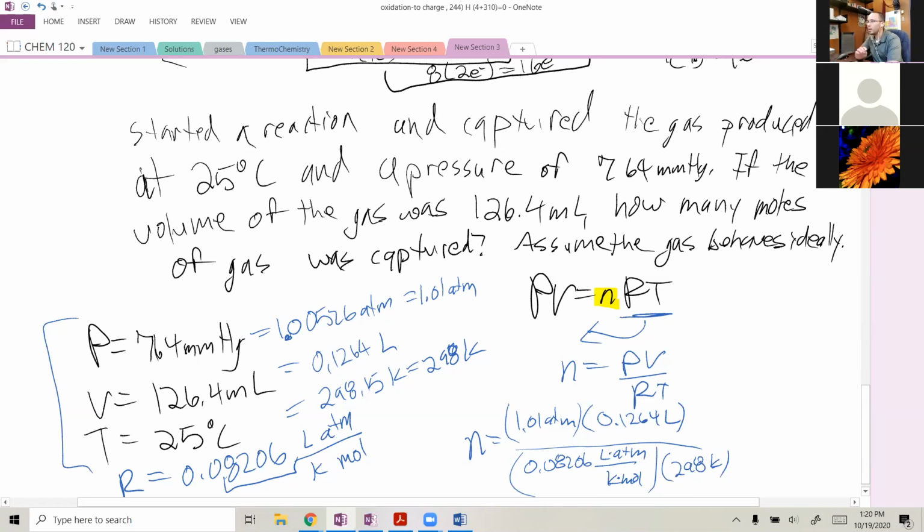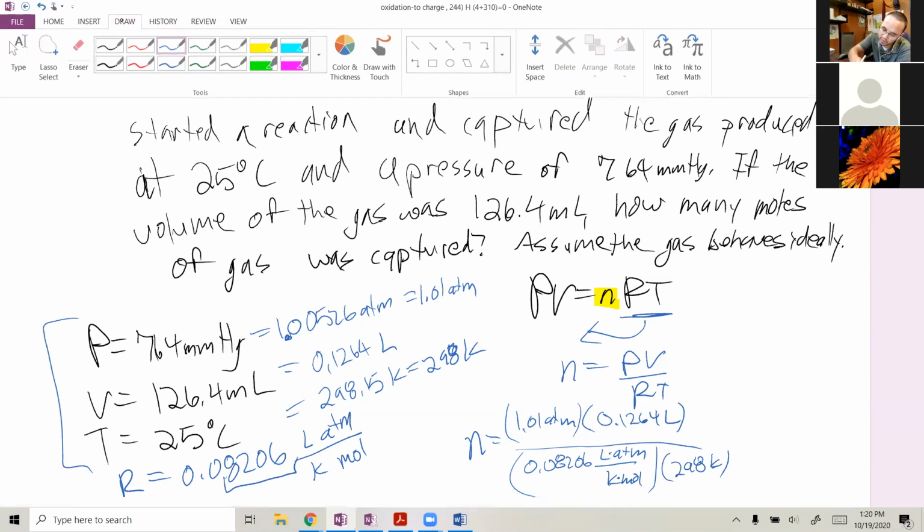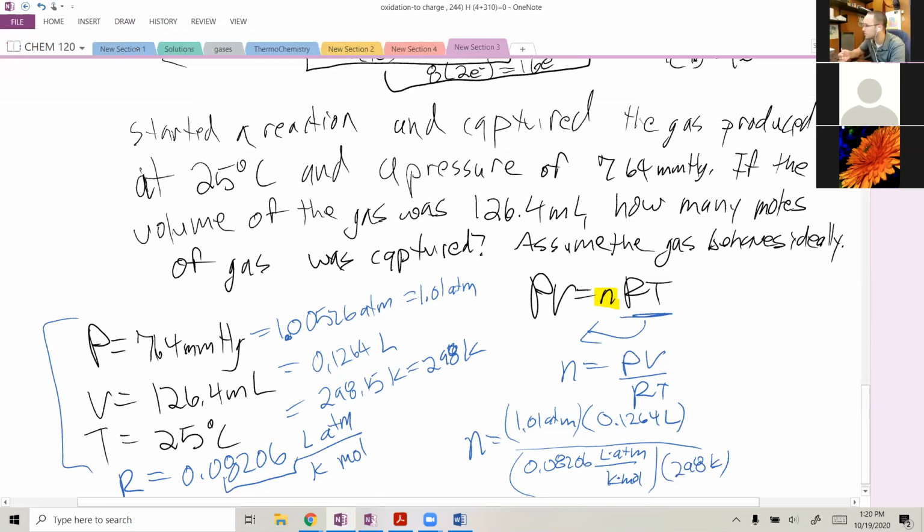Now, the reason why I like to include my units is so that way I can get the joy of crossing them out. So my atmospheres cancel with my atmospheres, liters with liters, and my kelvins cancel. And so we're ending up with just moles. Right?